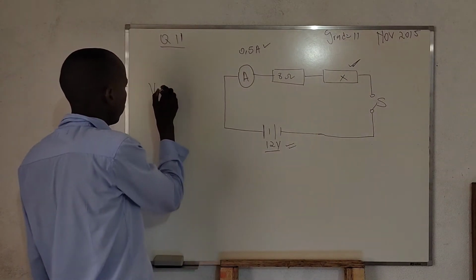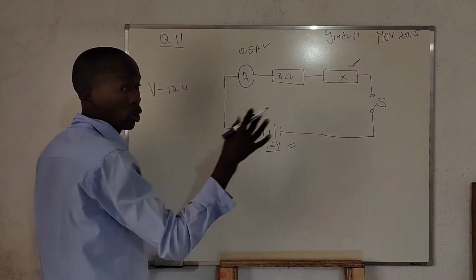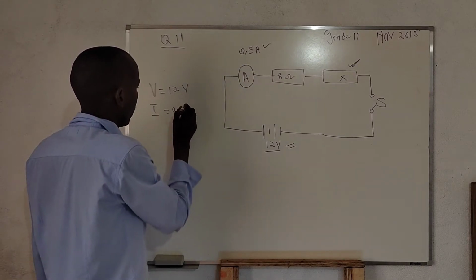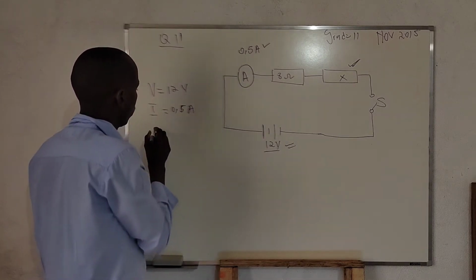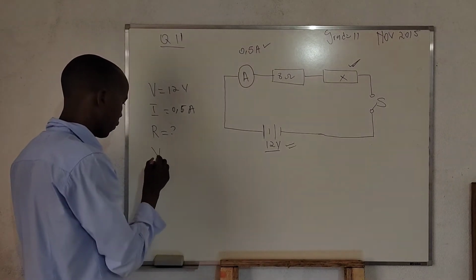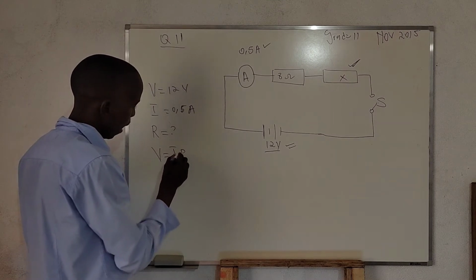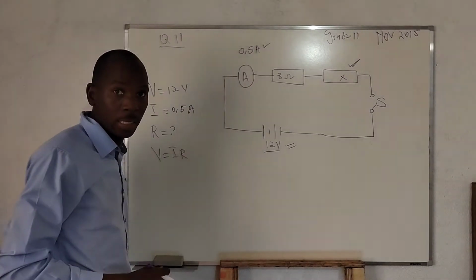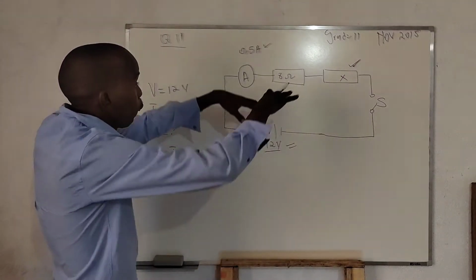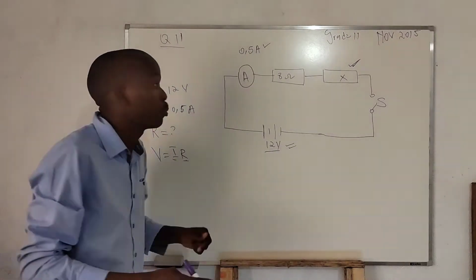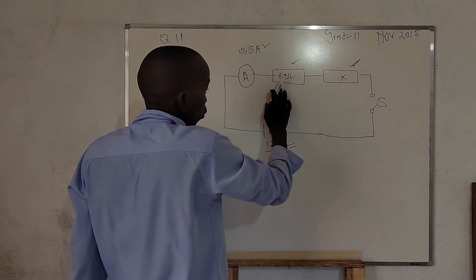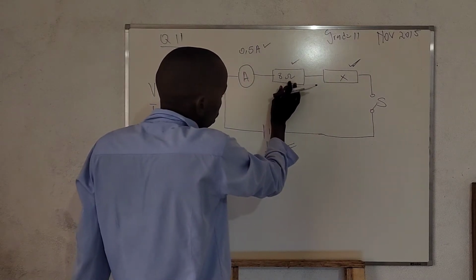We have voltage from the battery of 12 V. The total current from the battery is 0.5 amperes, and we are looking for resistance. So using Ohm's law, V, the voltage, is equal to IR, where R is the total resistance for the whole circuit. Remember that total resistance is made up of the two resistors, 8 ohms and X.